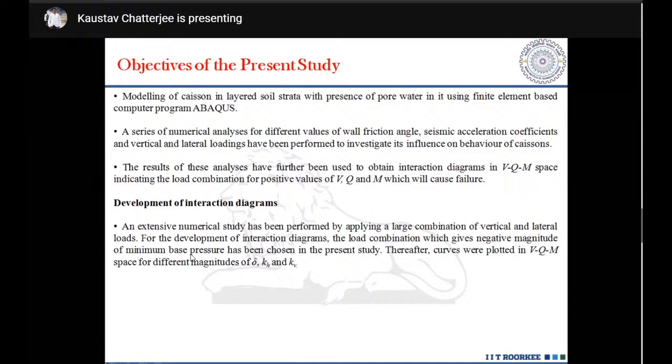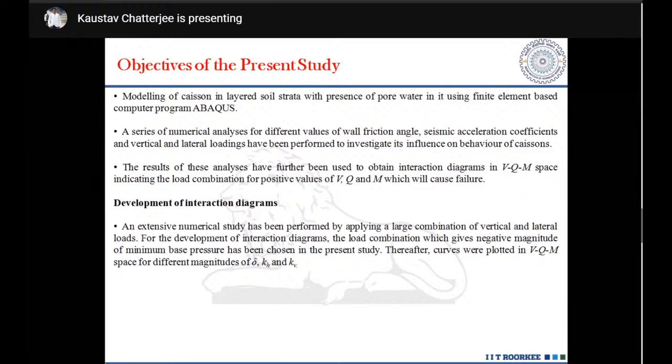Generally, for any design of well foundations or caissons, we have to consider two different things. One, what is the minimum grip length? Secondly, what is the maximum or minimum base pressure? And this should be below the permissible limits. Maximum base pressure will be positive and it should be less than what is allowed from the codal calculations.